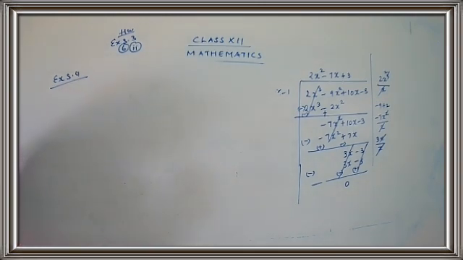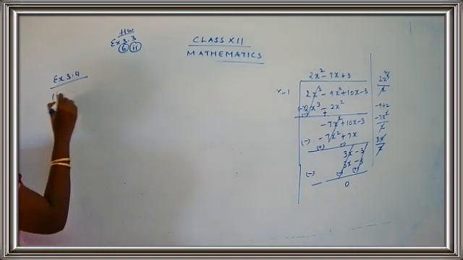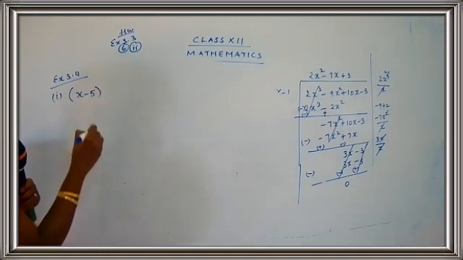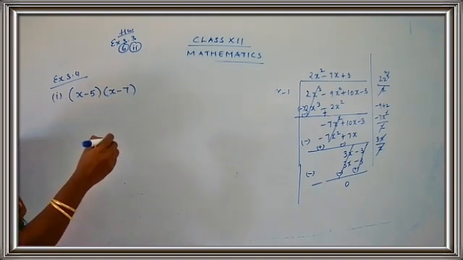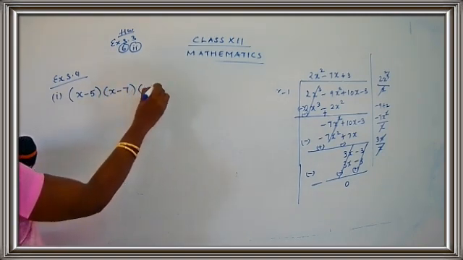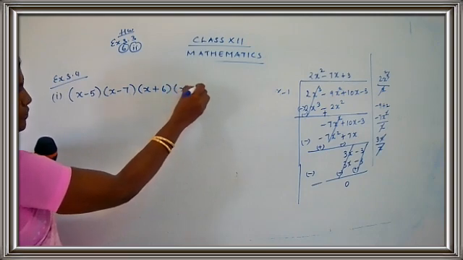So exercise 3.4, the question is: solve. Take the first sub part: (x minus 5)(x minus 7)(x plus 6)(x plus 4) is equal to 504. So first one, x minus 5, x minus 7, x plus 6, x plus 4. Okay, this is what is given to you.